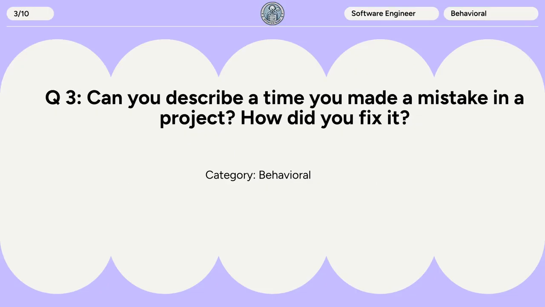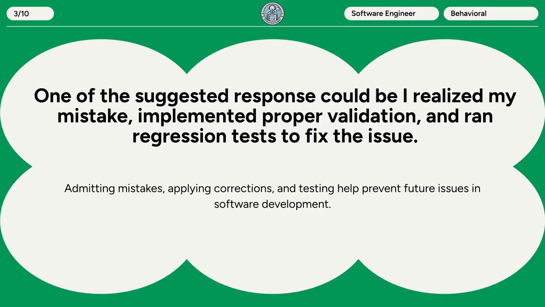Question 3. Can you describe a time you made a mistake in a project? How did you fix it? One of the suggested responses could be: I realized my mistake, implemented proper validation, and ran regression tests to fix the issue. Admitting mistakes, applying corrections, and testing help prevent future issues in software development.